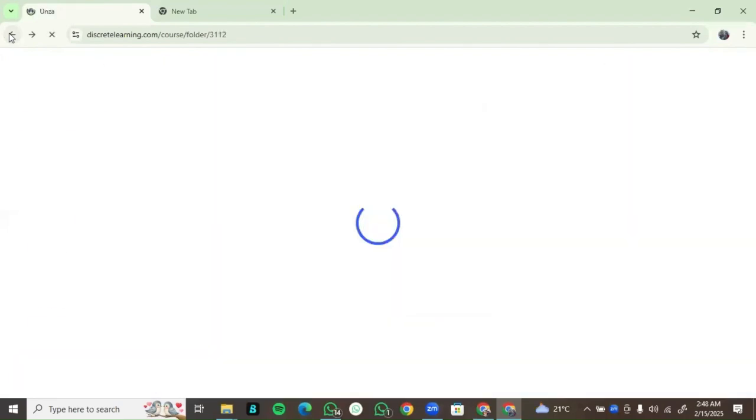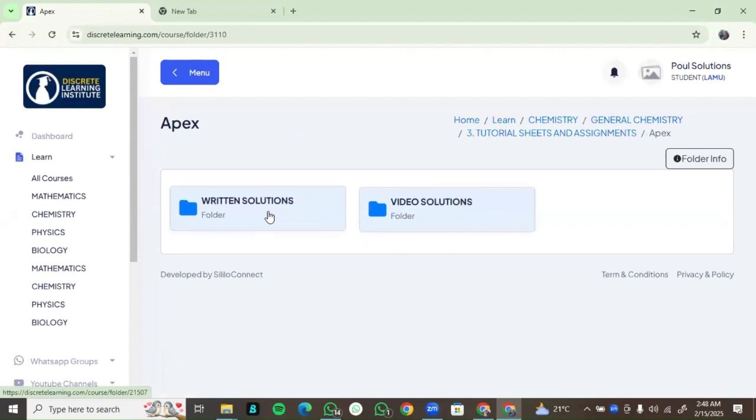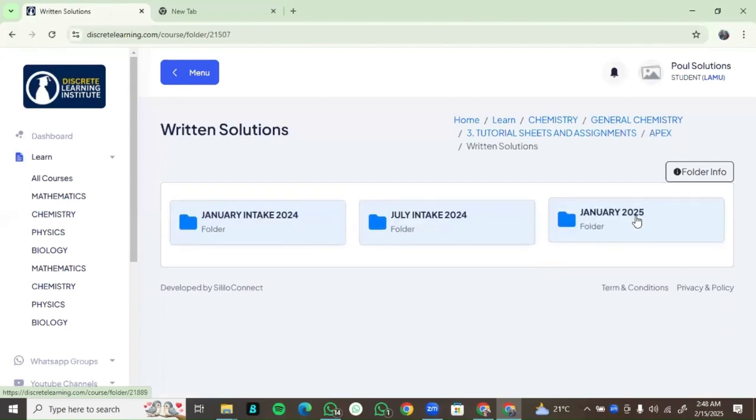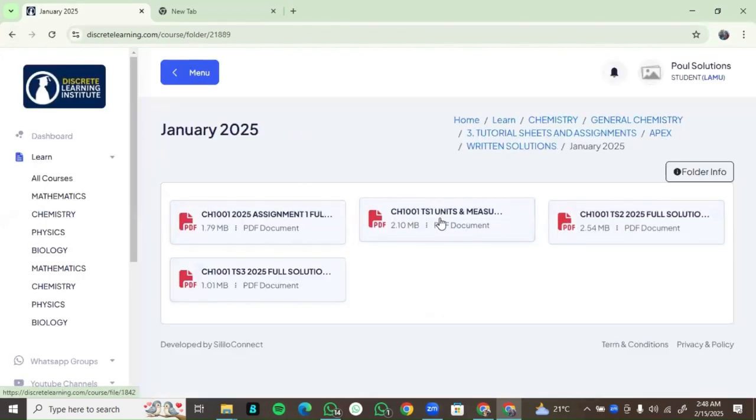Let's also go in the folder for Apex maybe. You're going to find video and written. If you go to the written, you're going to find different intakes for Apex. For this January intake, you can go to the January intake. You can see there's the assignment there, tutorial sheet 1, 2, 3. Very soon I'm going to upload tutorial sheet 4 as well.